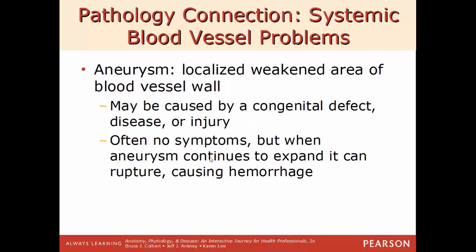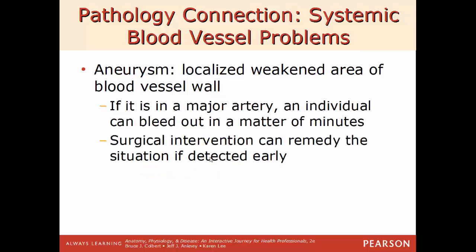Alright, now we'll move on to issues with the systemic blood vessels. First one, aneurysm. This is a localized weakened area of a blood vessel wall. Now, this could be caused by a disease or injury or even a congenital defect. Often there are no symptoms, but when an aneurysm continues to expand, it can rupture, causing a massive hemorrhage. If this happens in a major artery, a person can bleed out and die within just a matter of minutes. This is why an aortic aneurysm is such a serious condition. And surgical intervention can remedy the situation if it's found early enough, but often there are no symptoms.